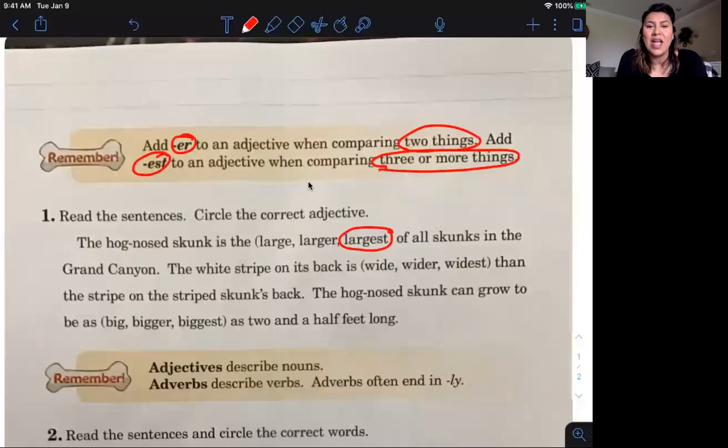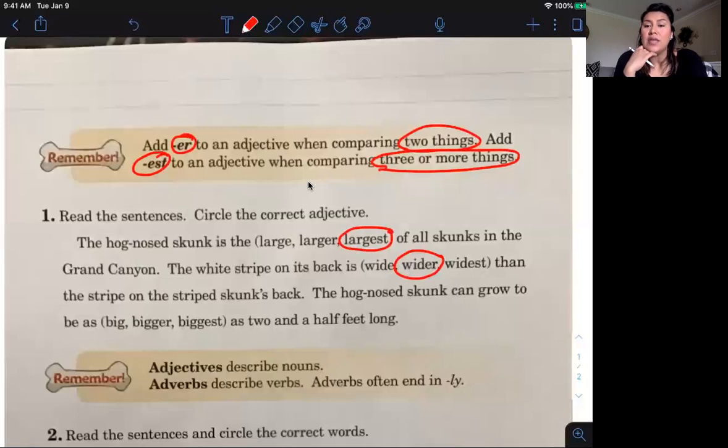All right, good job. The white stripe on its back is wider than the stripe on the striped skunk's back, or widest than the stripe on the striped skunk's back. Wow, that's kind of a tongue twister. Well, wider sounds the best, and -er is what we would use because they're comparing the hog-nosed skunk and the striped skunk. So that's 2 of them, right? We're comparing 2 things, so we would use -er. Good job, friends. Let's keep going.